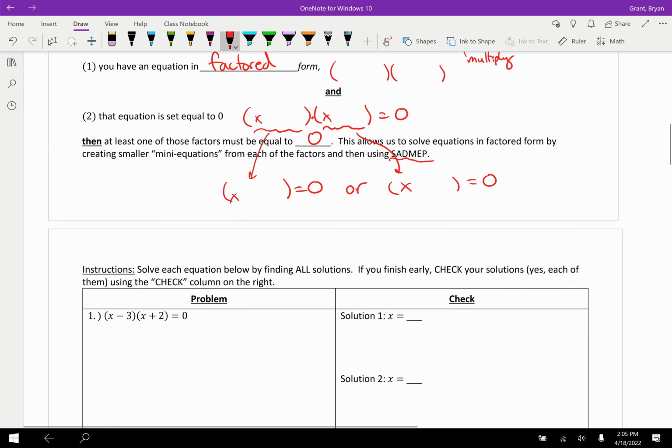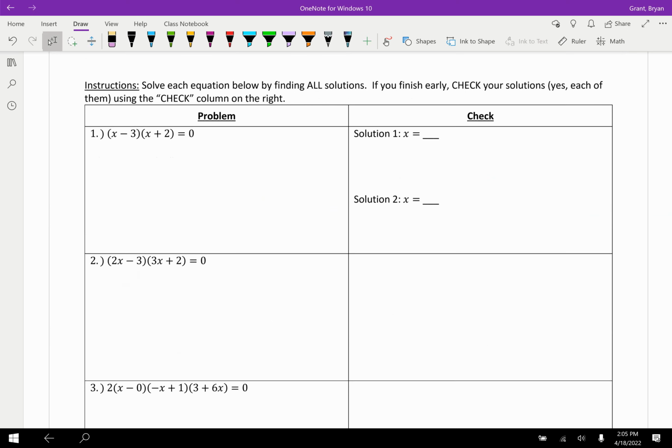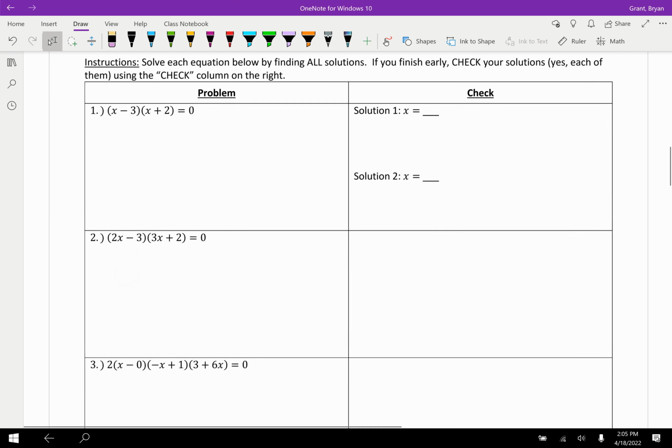Now it's a little bit tough to hear those without examples, so let's do some with some actual numbers here. Solve each equation below by finding all solutions. If you finish early, check your solutions, yes, each of them, using the check column on the right. Now, in the interest of time here, I'm going to solve the first one and check the first one. I'm going to skip the rest of the checks, and I'm just going to solve the rest of the problems down below. But if you have more time, you're waiting for your class, you want to really expand your comprehension, you should try the other checks.